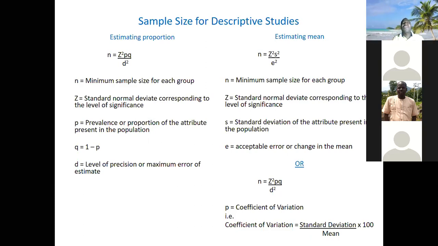That's what makes it different from case control, cohort study, and experimental design. Experimental design is not a cross-sectional study. The case control is not a cross-sectional study. Cohort study is not a cross-sectional study. But all those ones, they have control.